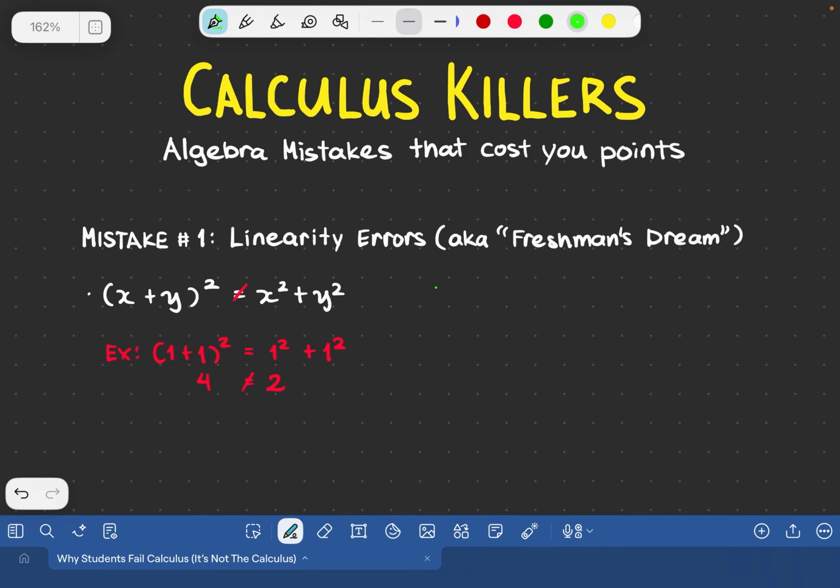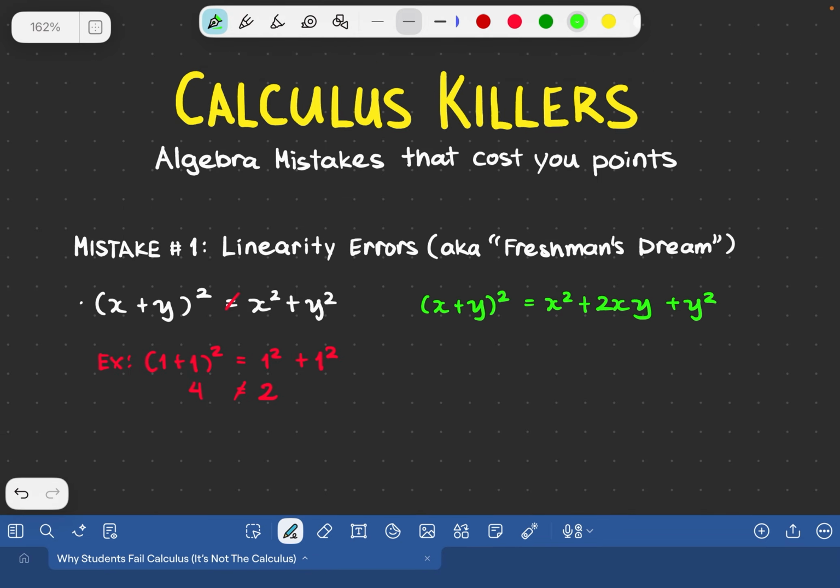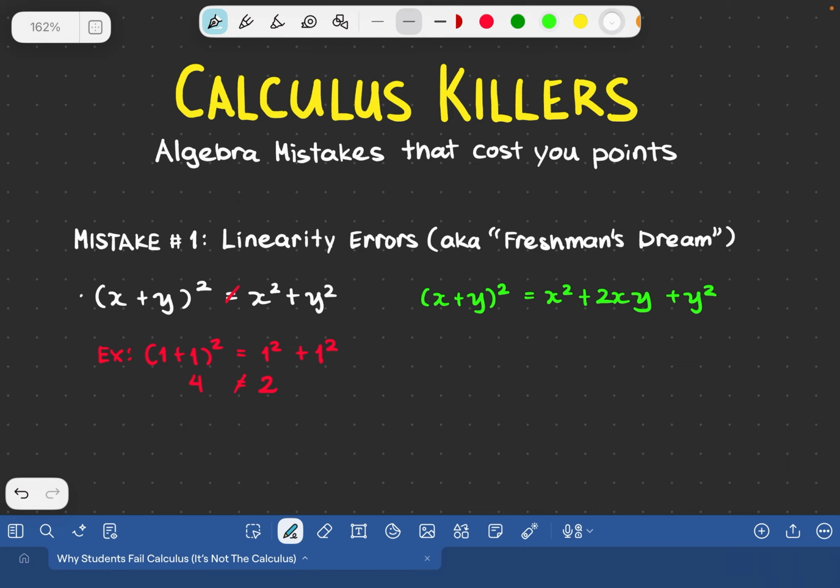So the correct way to do this is to apply the square of a binomial method. What I mean by that is, if we have this thing, you apply the formula, or technically you apply the FOIL method twice to obtain x squared plus 2xy plus y squared. There. So that is the first common error.